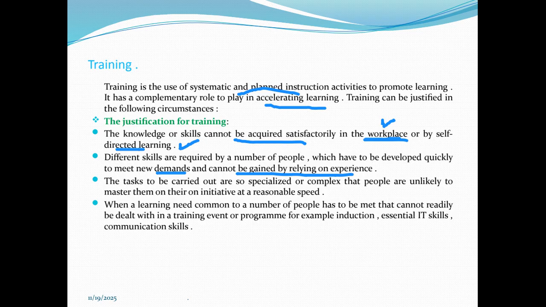So experience has its own plus, but there are certain skills that are required. So changing technology, changing workforce requires training. So that creates a demand for training, that there should always be a training for the employees' development.